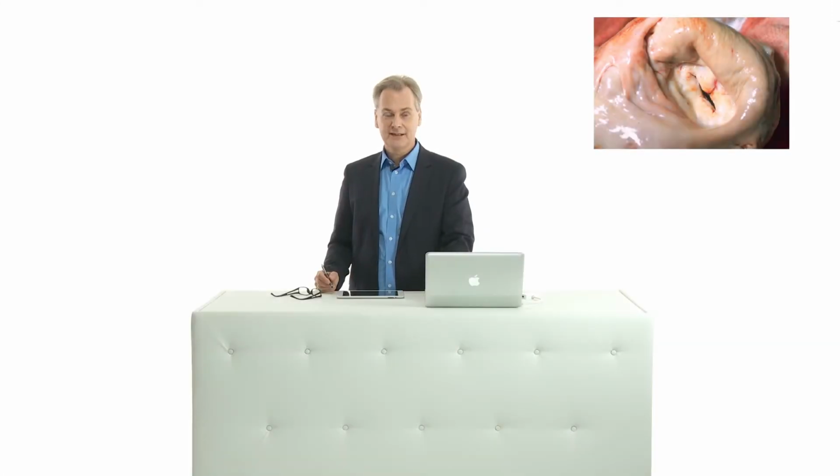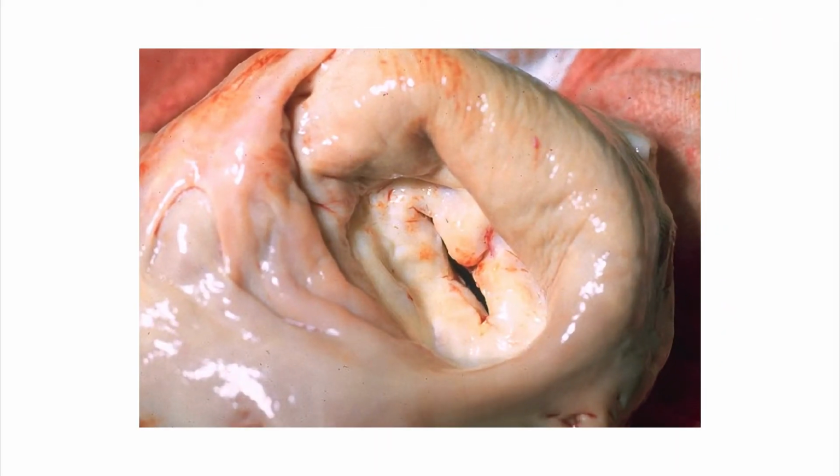Here is an autopsy specimen of a patient with mitral stenosis. What do we see? Well, the mitral valve is massively thickened and the opening is reduced. We only see a little slit here, as a matter of fact.